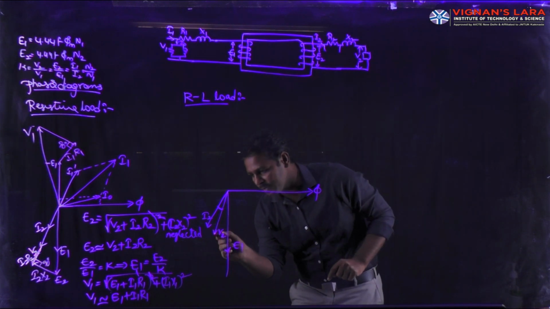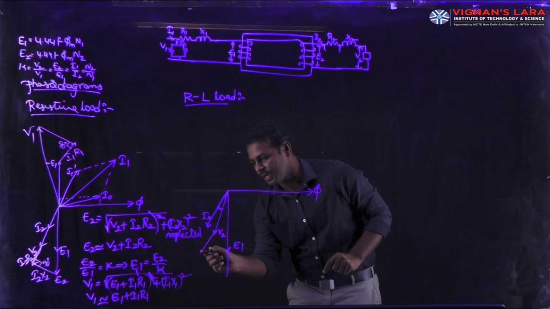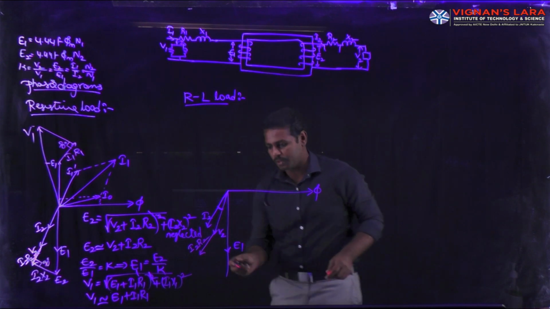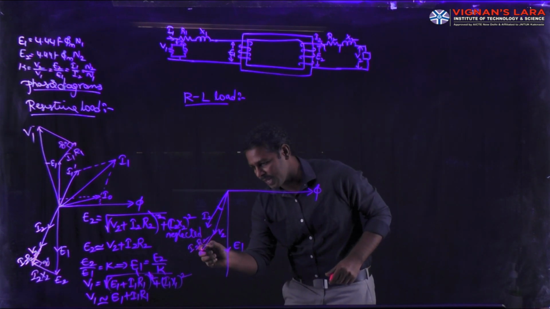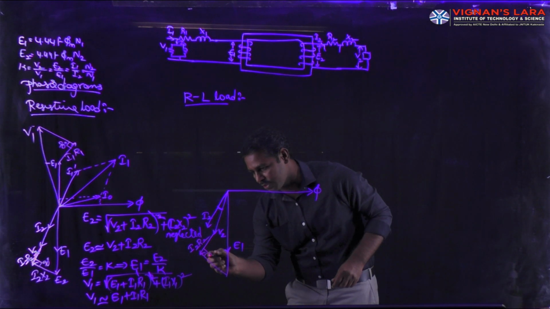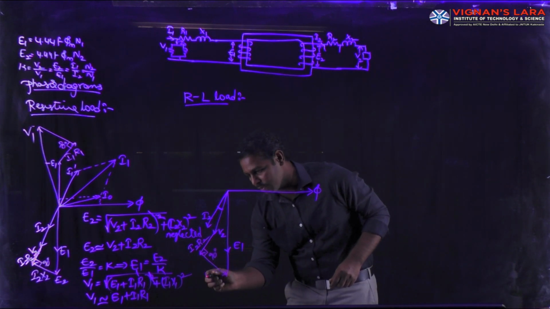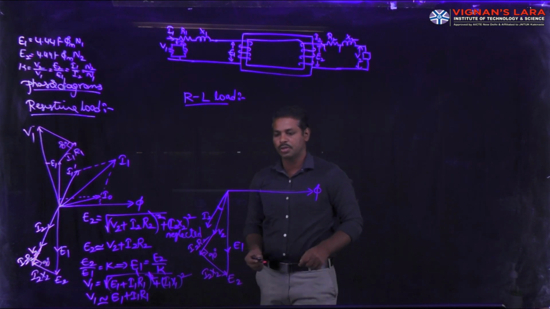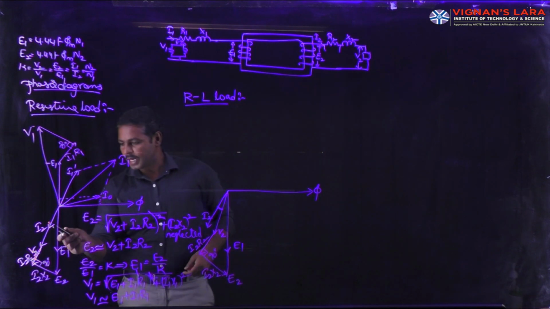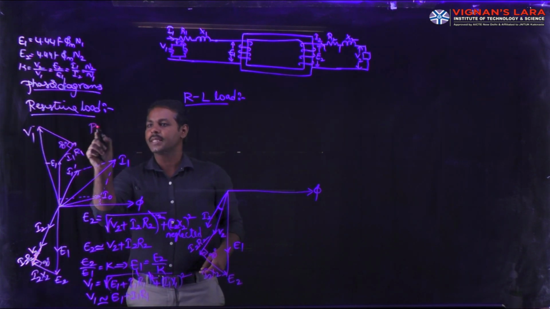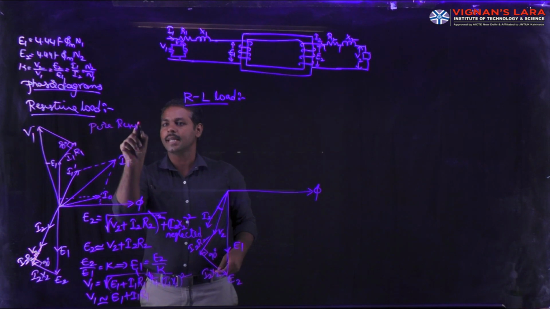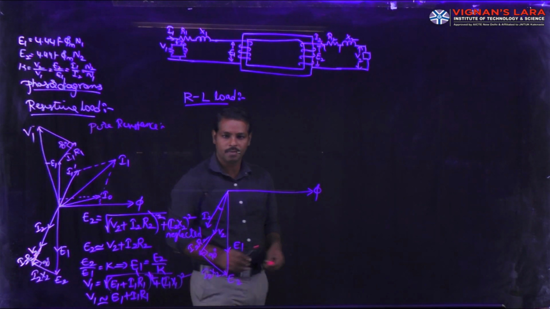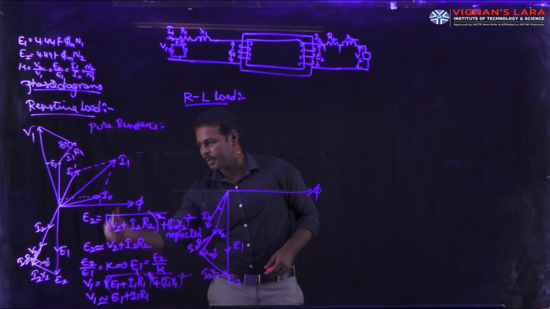So E2 is to be in phase with I2 into R2. I2 into X2 is always displaced by an angle of 90 degrees, which is equal to I2 into X2, which is equal to E2. Previously, V2 and I2 were both in phase because of pure resistance. Pure resistance is connected across the load terminals. Only then do we get this type of phasor diagram.